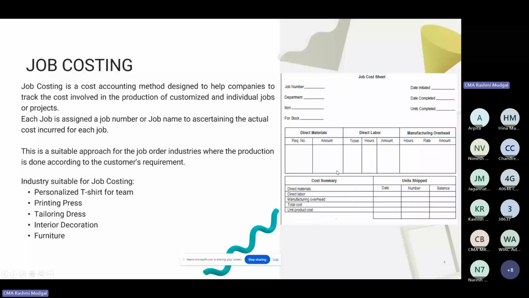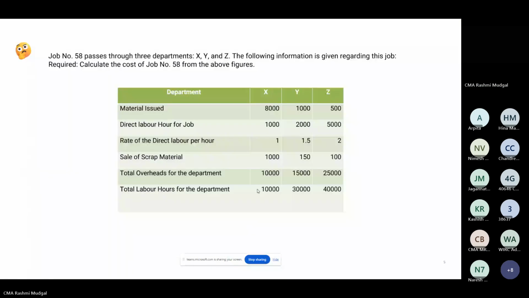I am taking an example. Example is: job number 58 passes through the department. The following information is given regarding the job required. Calculate the cost of job number 58.